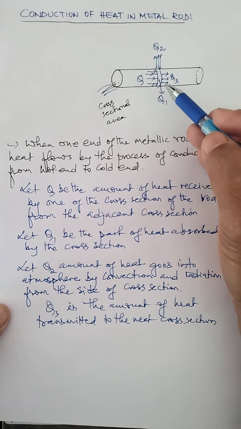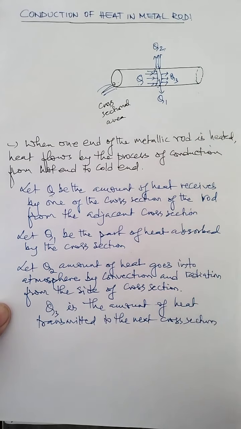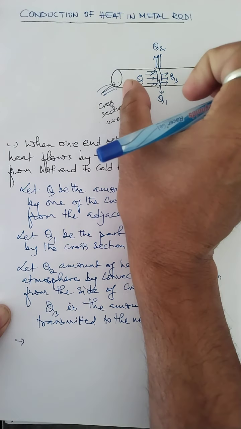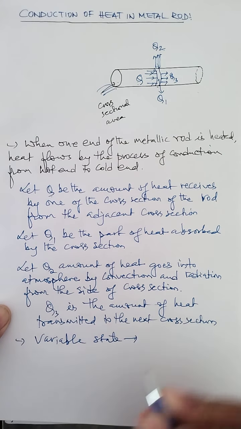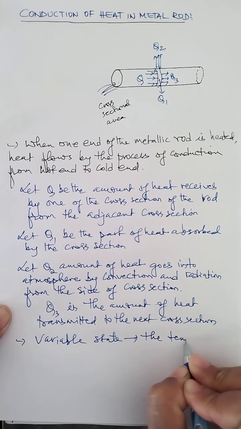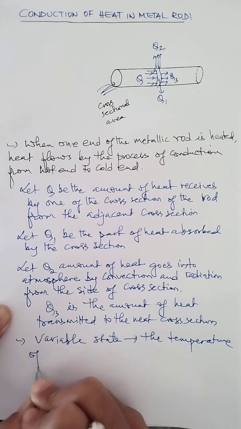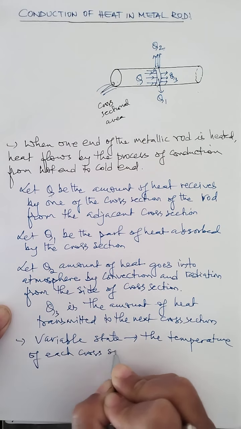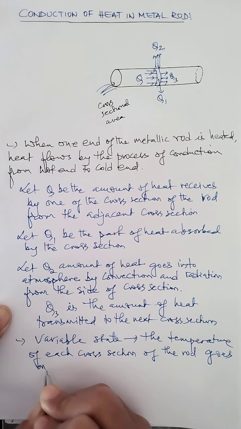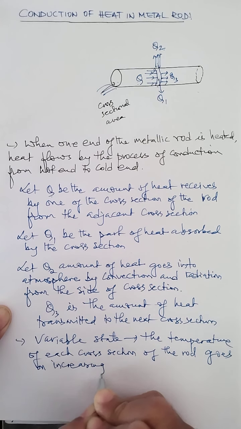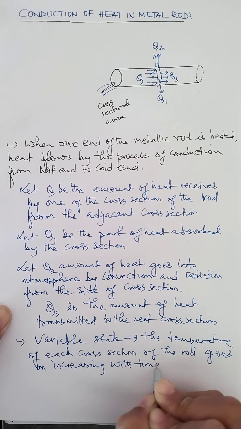The temperature of each cross section of the rod keeps on increasing with respect to time. This particular state of the metal rod, in which the temperature of each cross section increases with respect to time, is called the variable state. What is it called? Variable state. So variable state is basically the state of each cross section of the metal rod where the temperature keeps on increasing. Let me write the point: the temperature of each cross section of the rod goes on increasing with time, and this state is called the variable state.